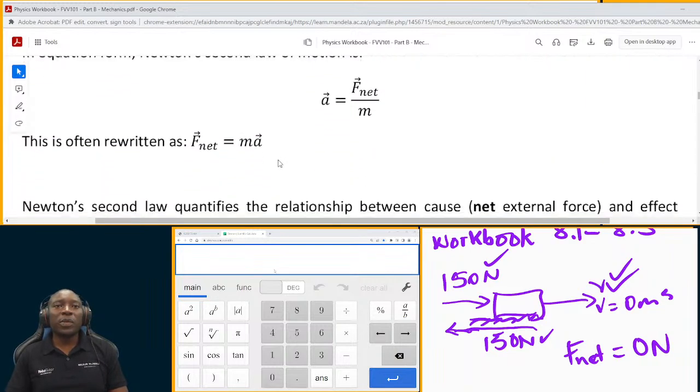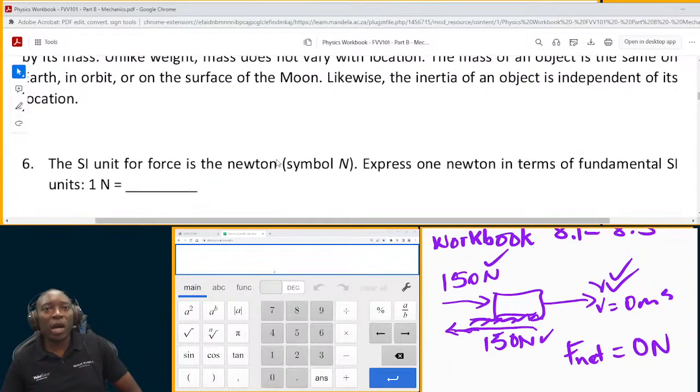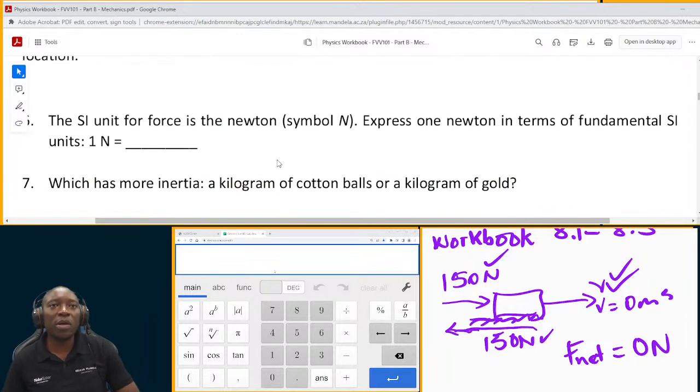So the relationship there is given. Let's see if we can have some questions. The SI unit for force is the Newton, and express 1 Newton in terms of fundamental SI units.